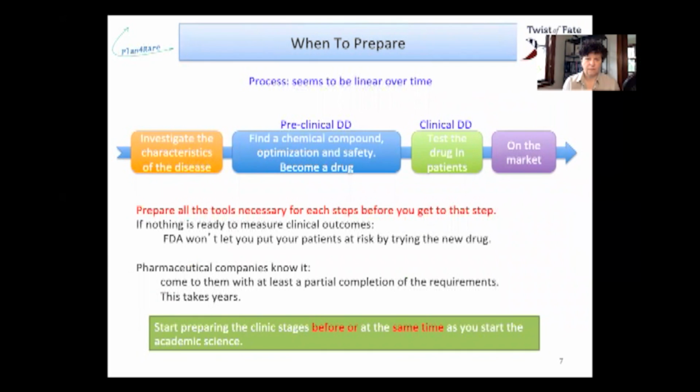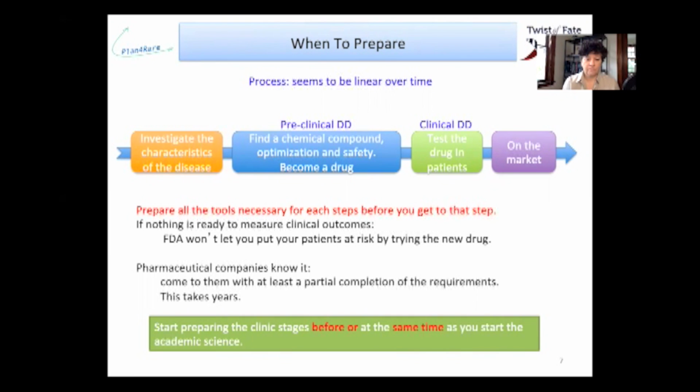When to prepare? The process seems to be linear over time, and some make the error to take it that way, losing a lot of time and efficiency, which is not the best way to convince a company to invest in you. Prepare all the tools necessary for each step before you get to that step.